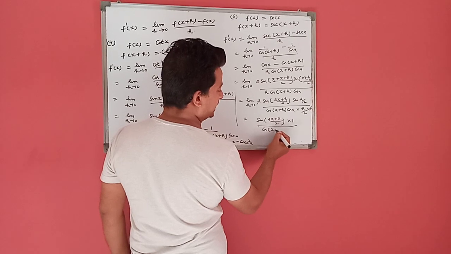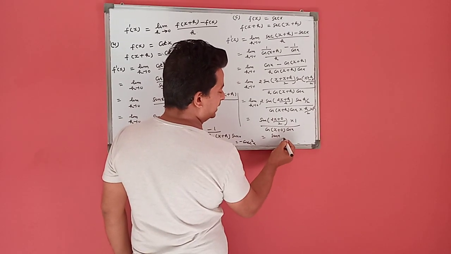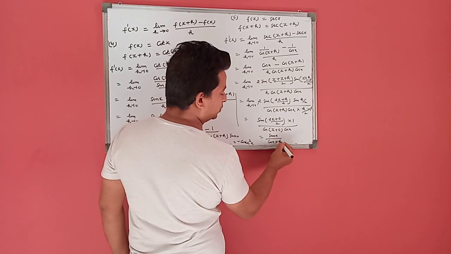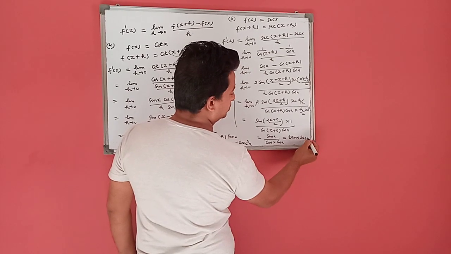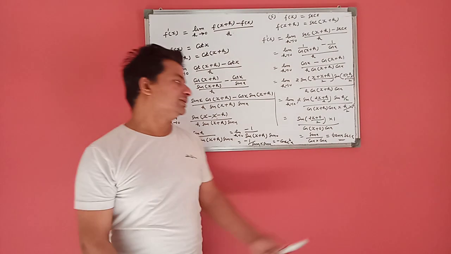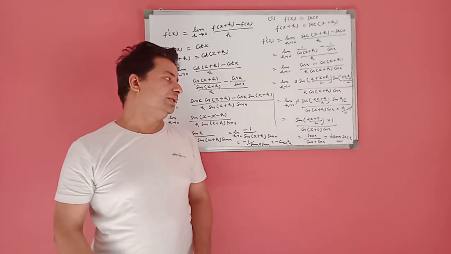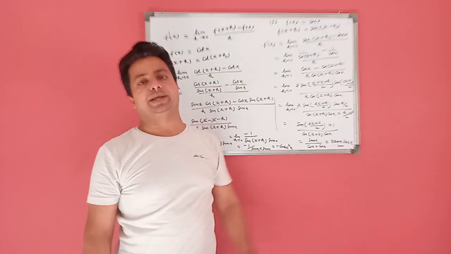This is cos(x + 0), this is cos x. This is equal to sin x over cos into cos. As we know, sin by cos is tan, and 1 by cos is secant. So the derivative of secant x is secant x into tan x. In a similar way, we prove the derivative for cosecant x.